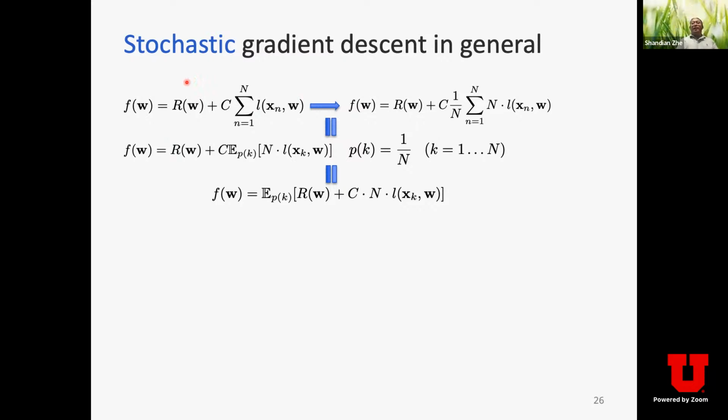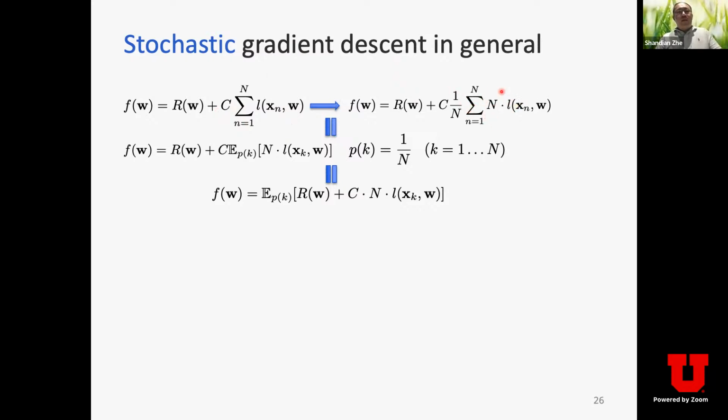And how does stochastic gradient descent work? And why can stochastic gradient descent, in theory, guarantee some kind of convergence? This is derived as follows. So first, we can manipulate this term.